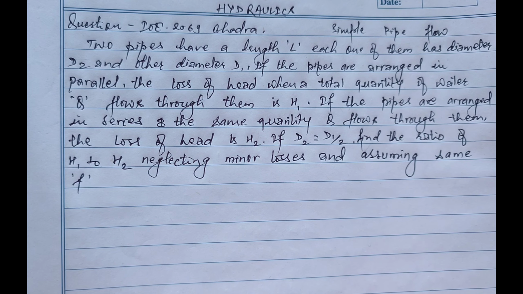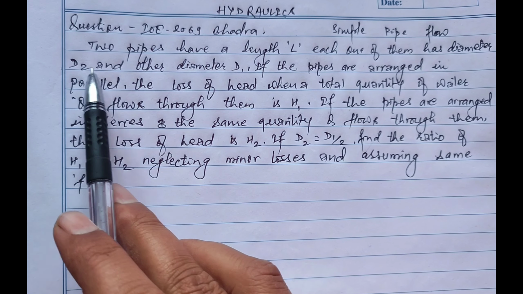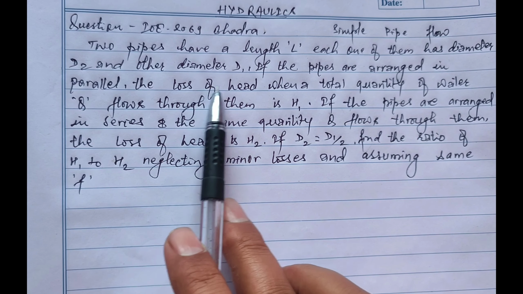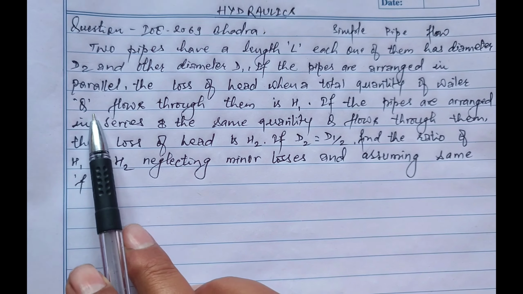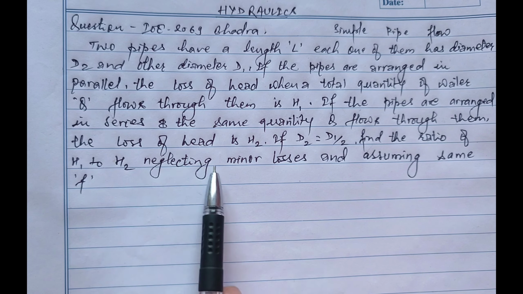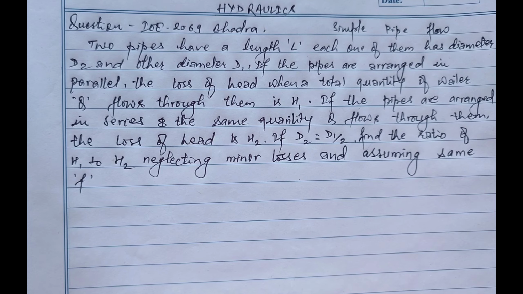Today we are going to solve one numerical problem related to simple pipe flow. The given question is: two pipes have a length L, one has diameter D1 and the other diameter D2. If the pipes are arranged in parallel, the loss of head when a total quantity of water Q flows through them is H1. If the pipes are arranged in series and the same quantity Q flows through them, the loss of head is H2. If D2 is equal to D1 by 2, find the ratio of H1 to H2, neglecting minor losses and assuming the same f. So let's start the question with the solution.